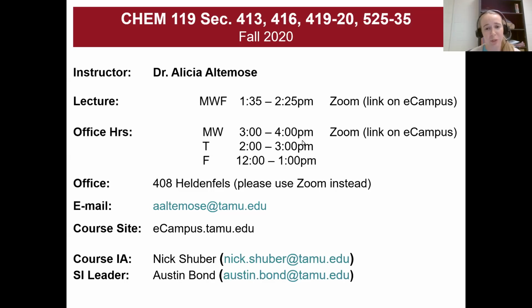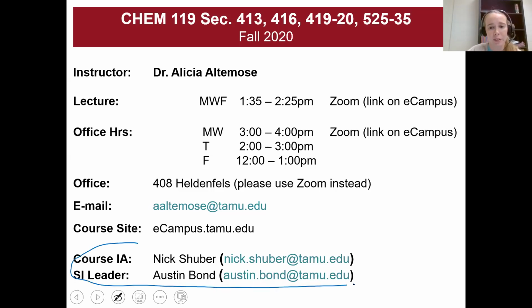Just wanted to reiterate some information from our lecture on Wednesday. This is all of the important information that you have pertaining to our course site. It is all found on the syllabus except this part down here: your IA and your SI leader information, which will be found on eCampus. These are all very important pieces of information, so you should write them down and make sure you know where to find them so that you can take advantage of all your resources.